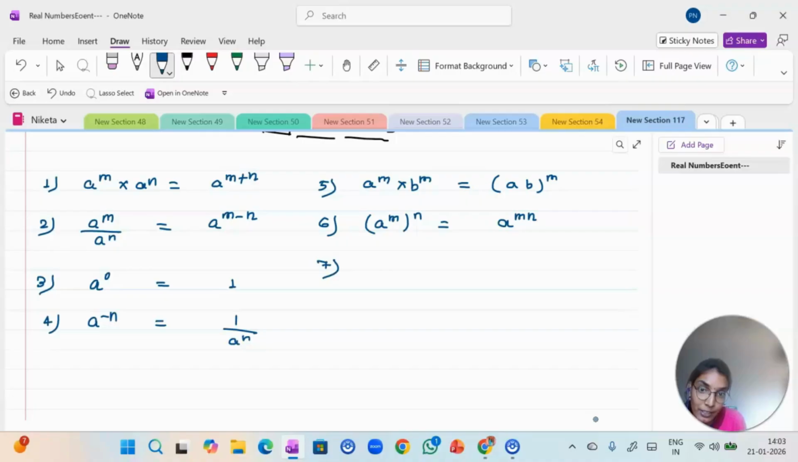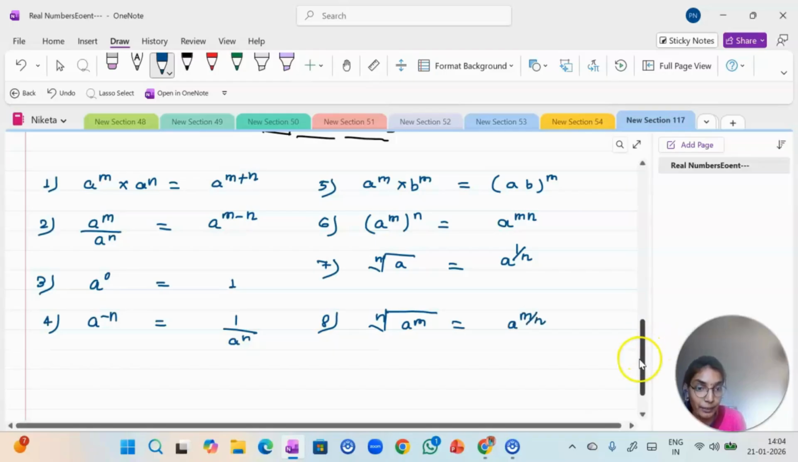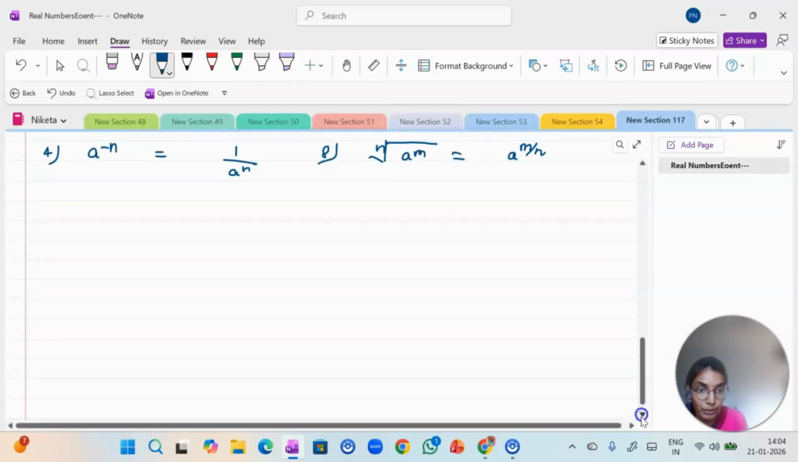The seventh one is if nth root of a is given, you can write it as a to the power 1 over n. And the last one, the eighth, is if nth root of a to the power m is given, you can write it as a to the power m over n. I hope you have no doubt in this one.